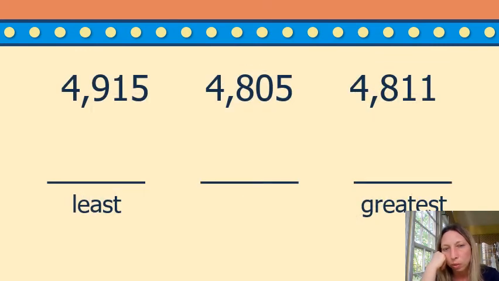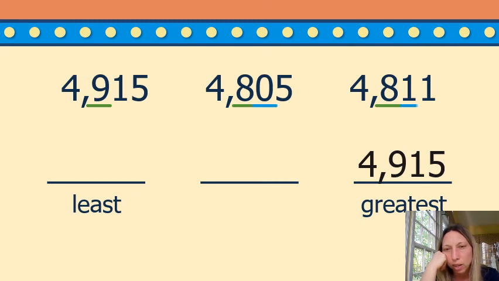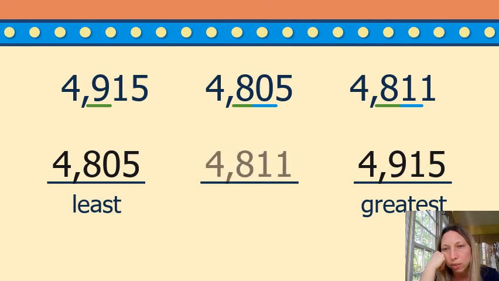All right, so now we need to order these from least to greatest. This is just a review, this whole week and next week. So we're going to start off by looking at the hundreds place. We know that 4,915 is the greatest. Now we have to look at the tens place. 4,805 is the least. 4,811 is in the middle.